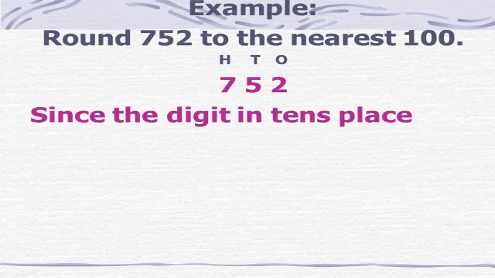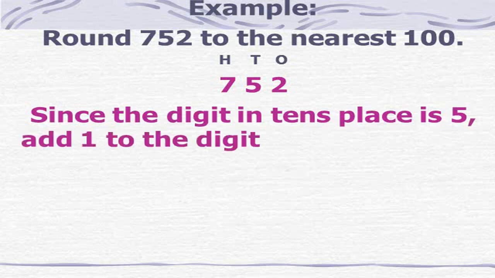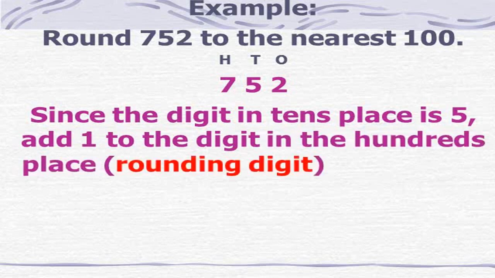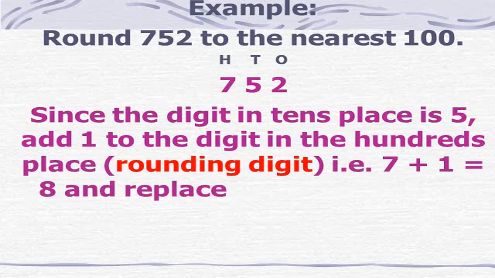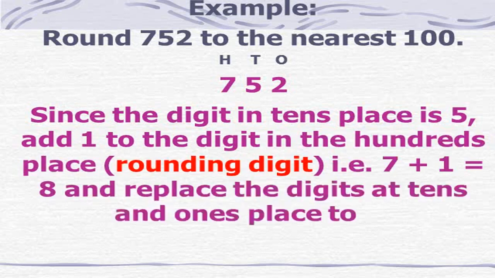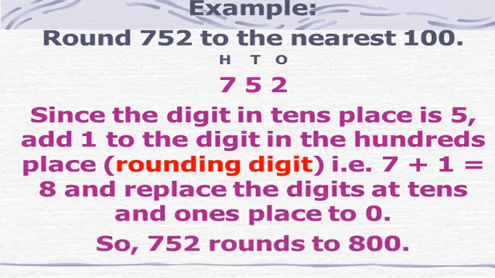Since the digit in the tens place is 5, add 1 to the digit in the hundreds place, which is the rounding digit. That is 7 plus 1 equal to 8. And replace the digits at tens and ones place with 0. So 752 rounds to 800.